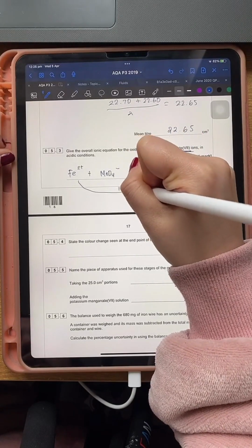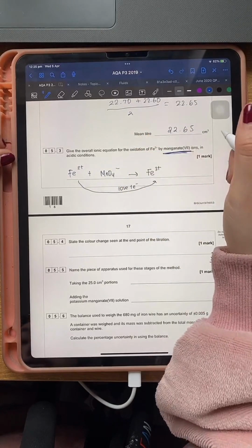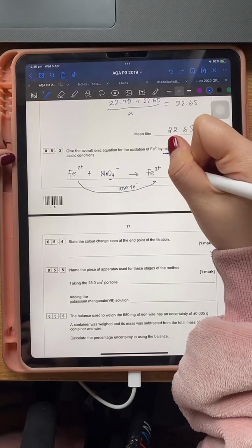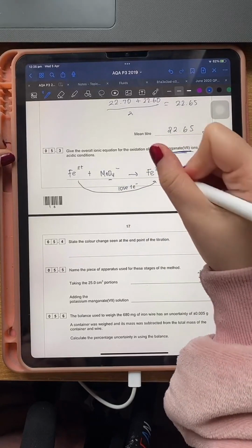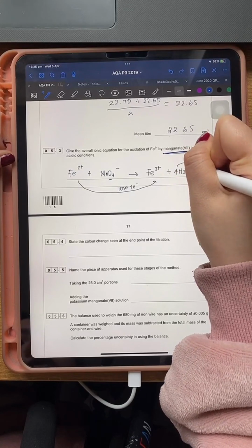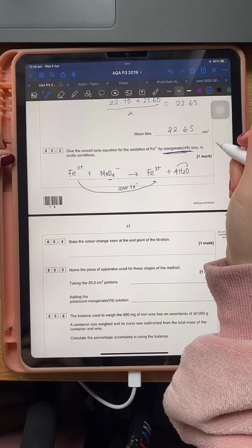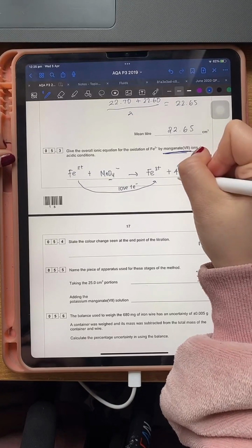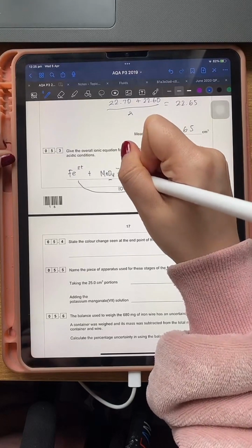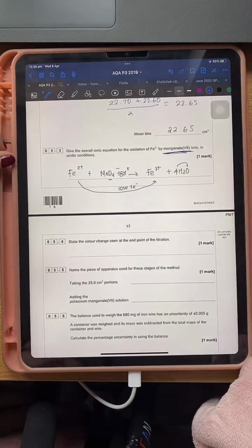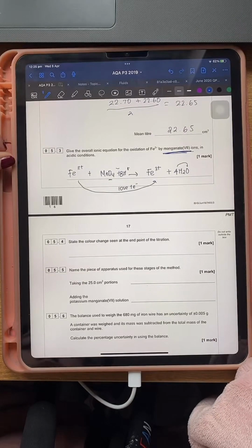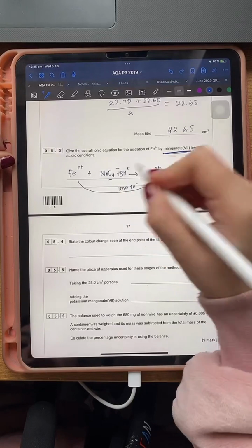Balance the oxygens next. So you can balance it with water. So there will be 4 water molecules because you need 4 oxygens. Then you can balance the hydrogens with H+ on the other side. There's 8 hydrogens, so you do 8H+. And then lastly, the manganese will be on its own, Mn2+, and balance everything else.